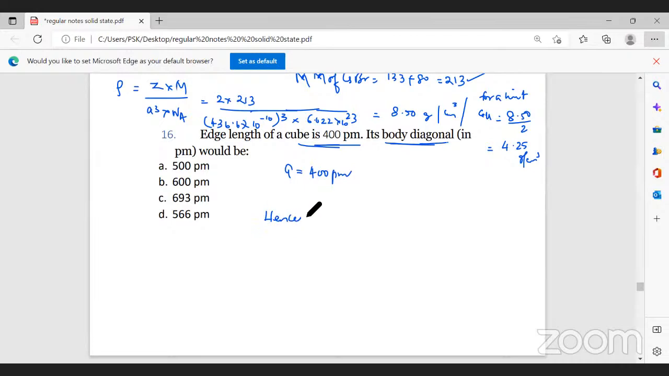Hence, body diagonal would be, what is that body diagonal?